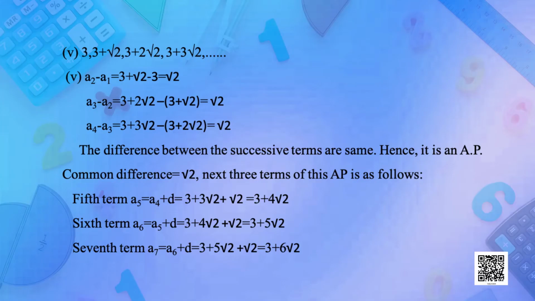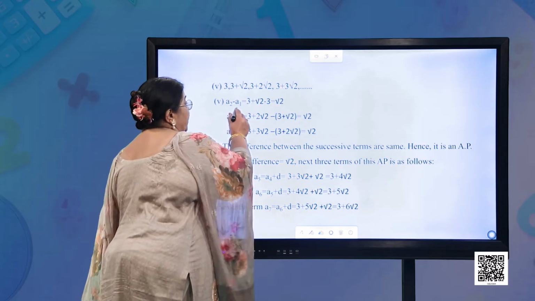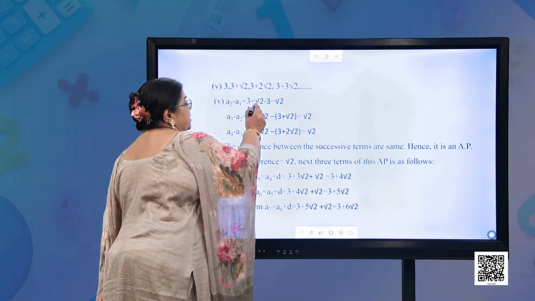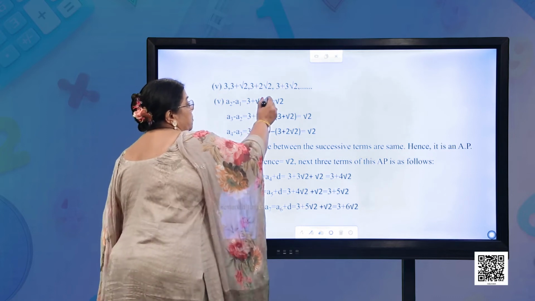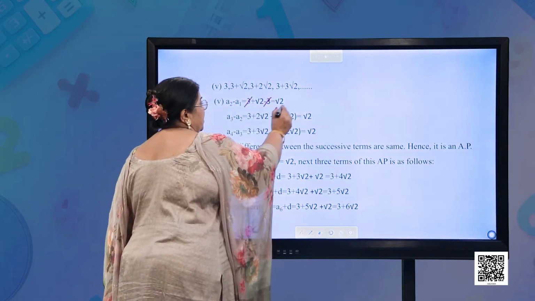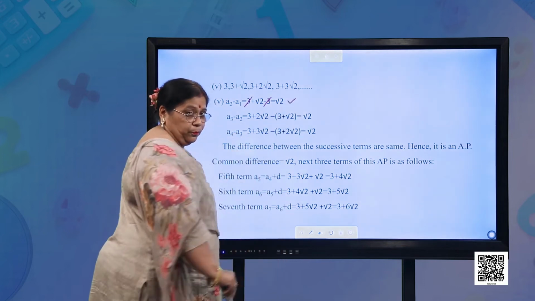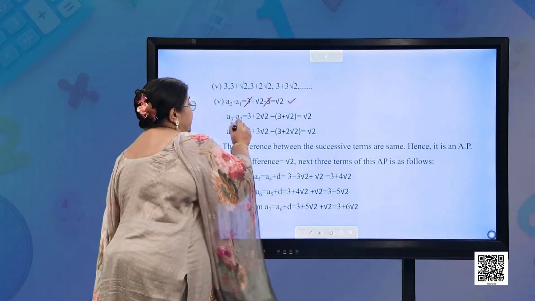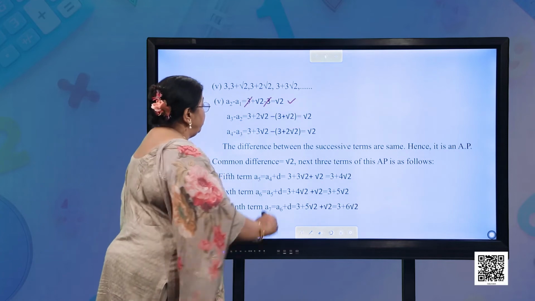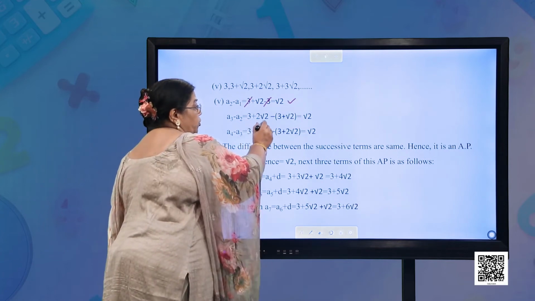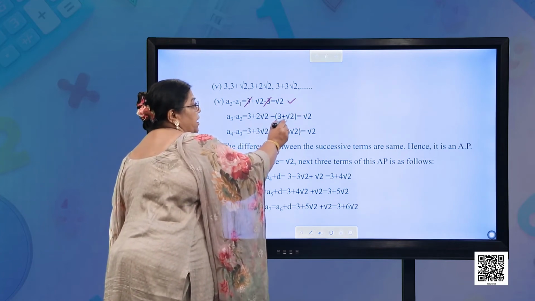Here we have a very interesting question. 3 plus square root 2, 3 plus 2 square root 2, 3 plus 3 square root 2 and so on. Let us calculate A2 minus A1. It is 3 plus square root 2 minus 3. Minus 3 plus 3 gets cancelled. We are left with square root 2. Now, A3 minus A2 can be calculated as 3 plus 2 square root 2 minus 3 plus square root 2.